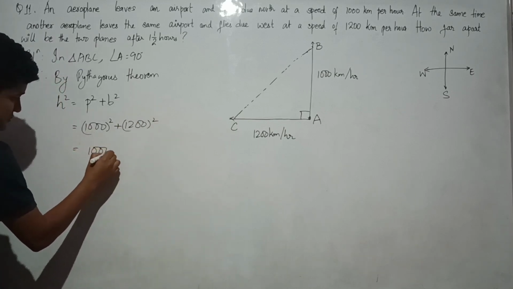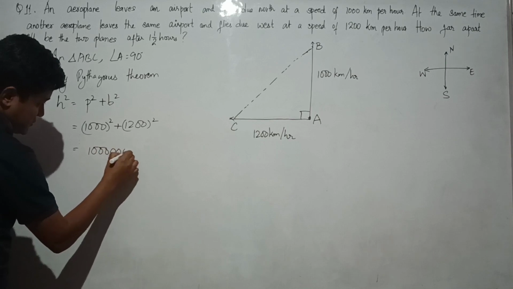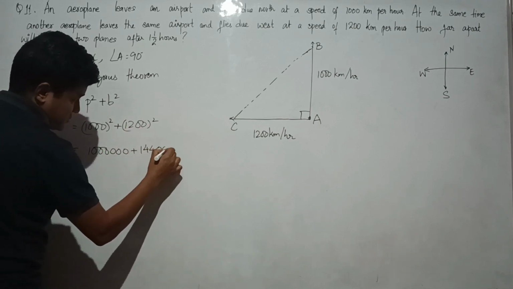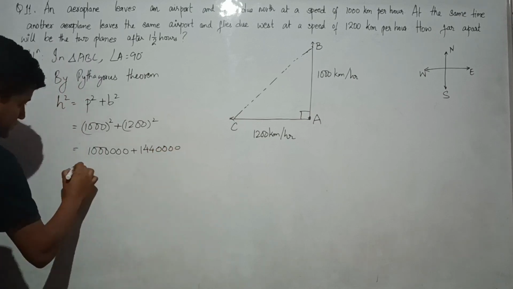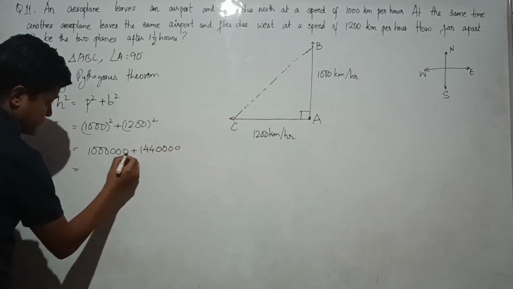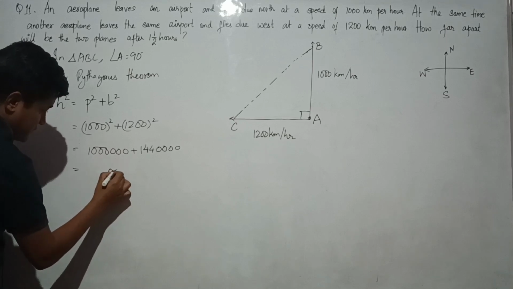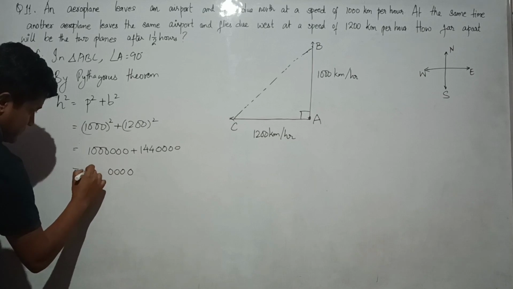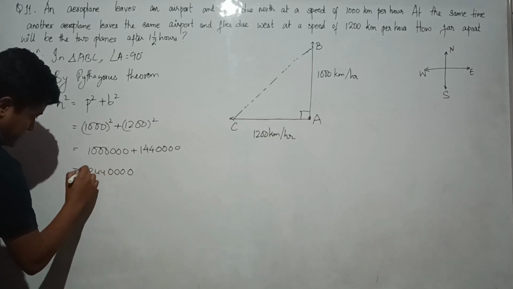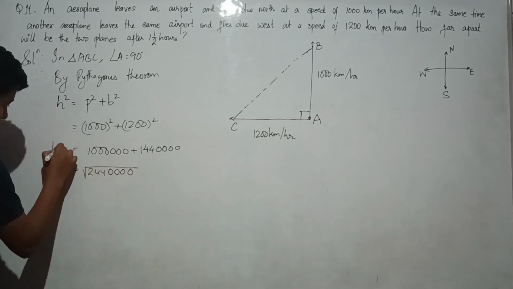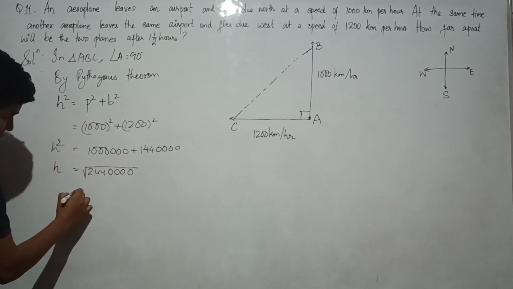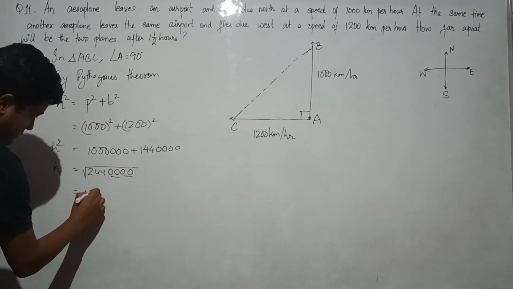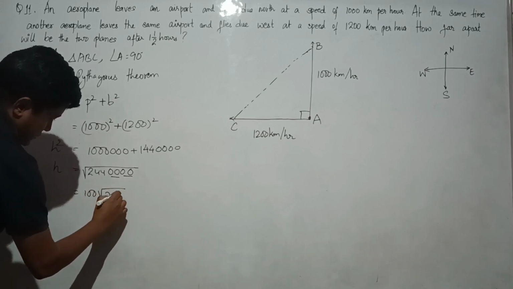So 1000 square is 1,000,000 and 1200 square is 1,440,000. If we add, we get 2,440,000, so h square equals this, and h will be the square root of it. Taking 100 out, 100 comes out, and it is root over 244.